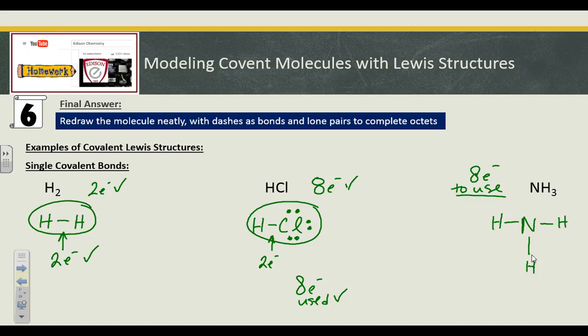And now I'm going to look. Okay, so each one of these single lines is 2 electrons. Each.